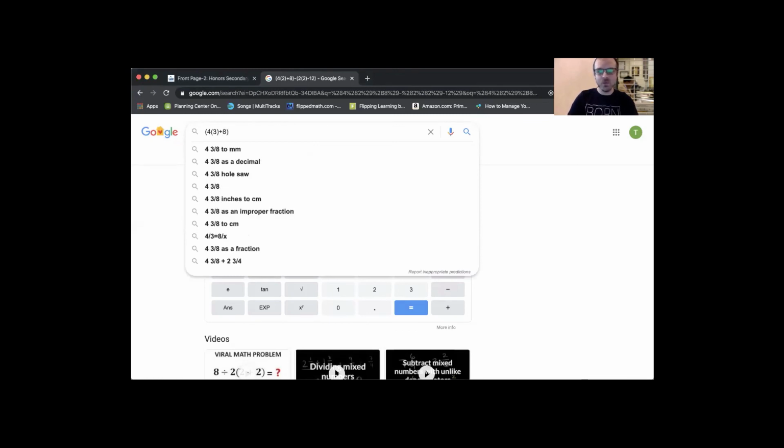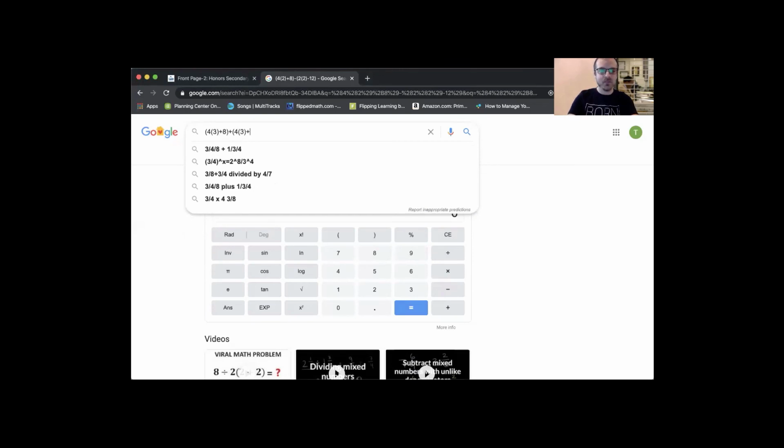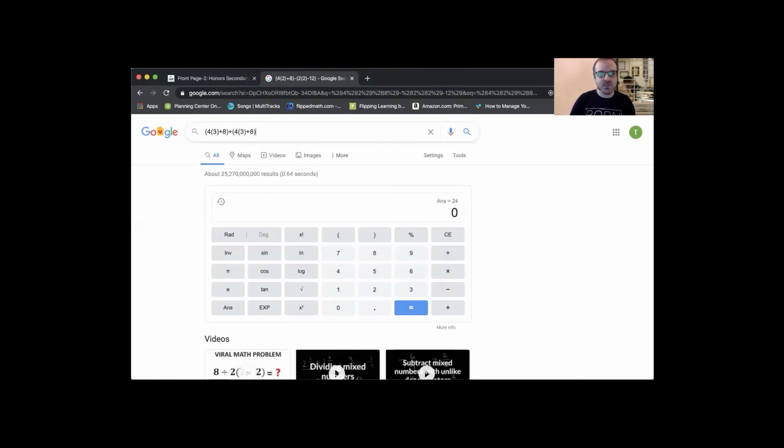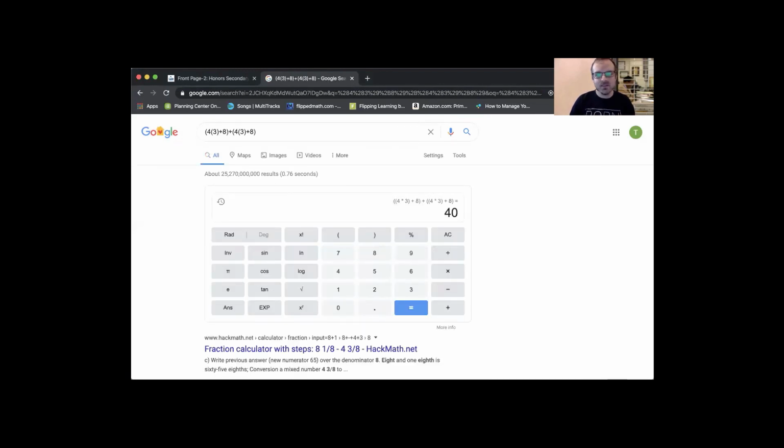And that is one group. We're going to add it to our other function, which is also 4 times 3 plus 8. Don't forget that last parenthesis. Hit enter, and voila. We get an answer of 40.